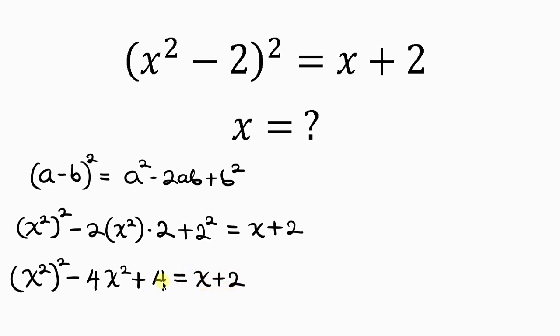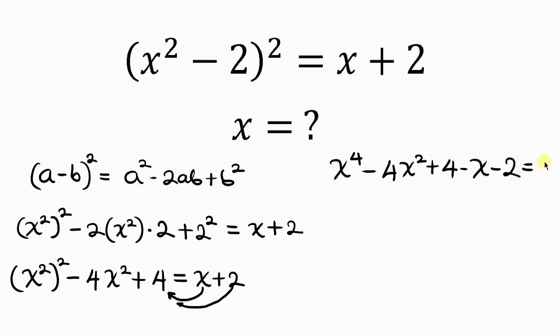Very good. So this becomes, from indices, powers multiply. So 2 times 2 gives 4, making this to be x to the 4th minus 4x squared and then plus 4. Now what we're going to do, we're going to be moving x to the left hand side. We'll also move 2 to the left hand side. So as x crosses to the left, it becomes minus x. And as 2 crosses to the left, it becomes minus 2. And this is equal to 0.